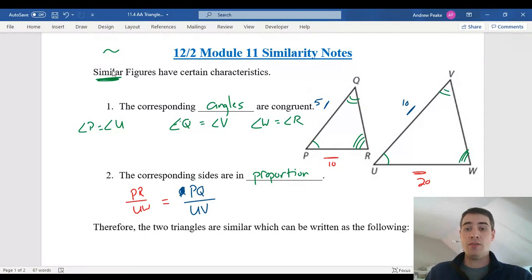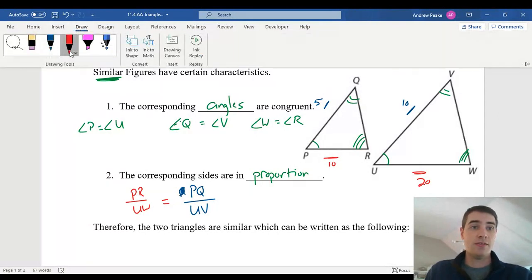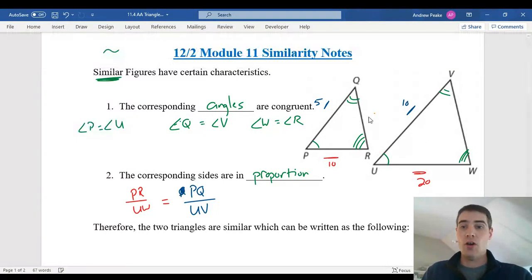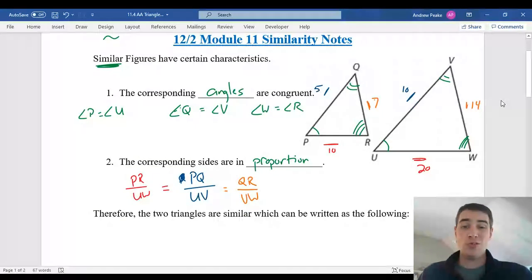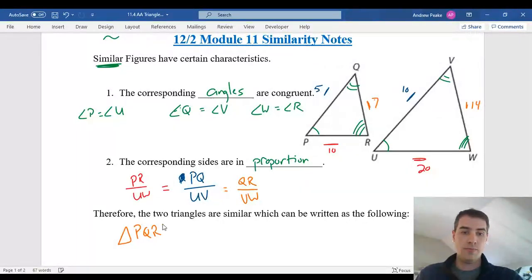And the same would need to be true for the last set of these side lengths. So this side over here, QR over VW, has to be equal. So all these need to be proportional to one another. So I'll just say 7 and 14, something like that, right? It has to be the same doubling scale factor for each one of these side lengths. So the proportion needs to be true for all of these, where if they reduce down, it has the same scale factor.